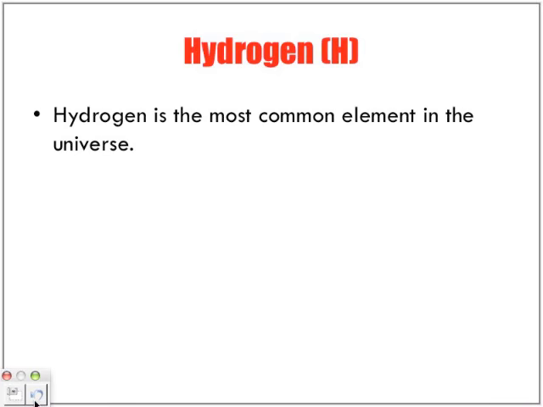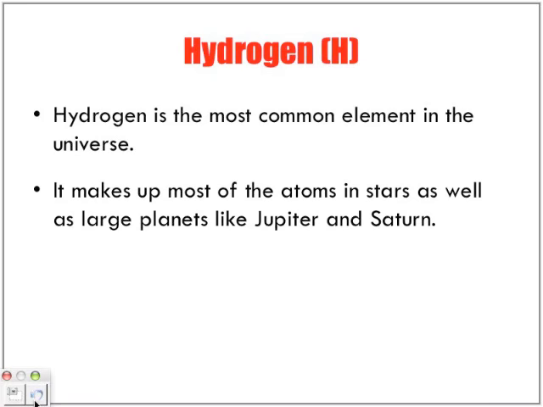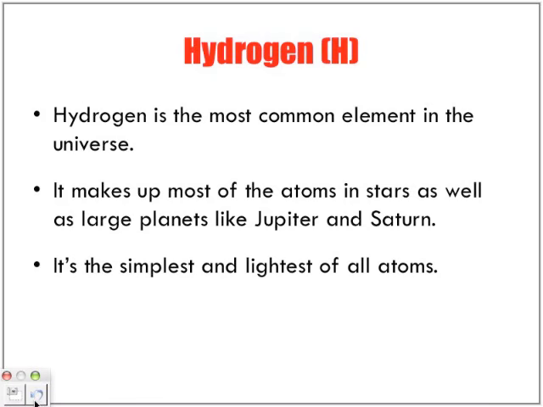Hydrogen. Hydrogen is the most common element in the universe. In fact, we can find hydrogen in even some of these planets. It makes up most of the atoms in stars as well as large planets like Jupiter and Saturn. We talked about the idea of hydrogen fusion in the Earth and Space Science unit that we just covered. It's the simplest and lightest of all the atoms. If you look at the periodic table, the very first element is hydrogen. The first element, the lightest element.